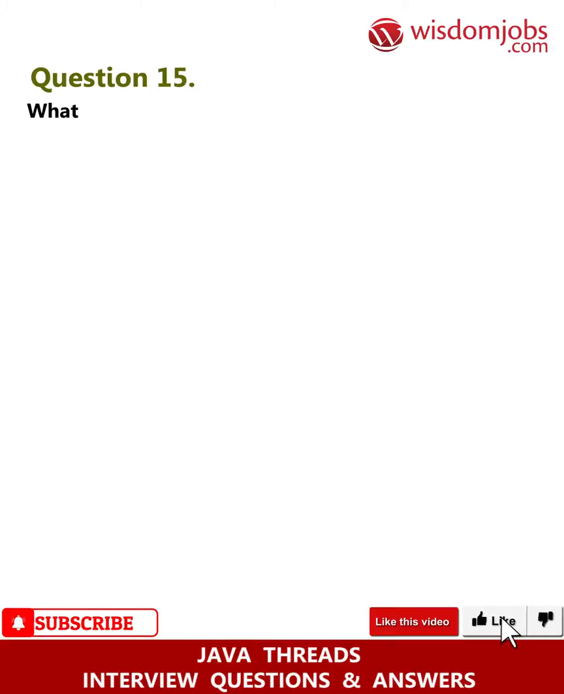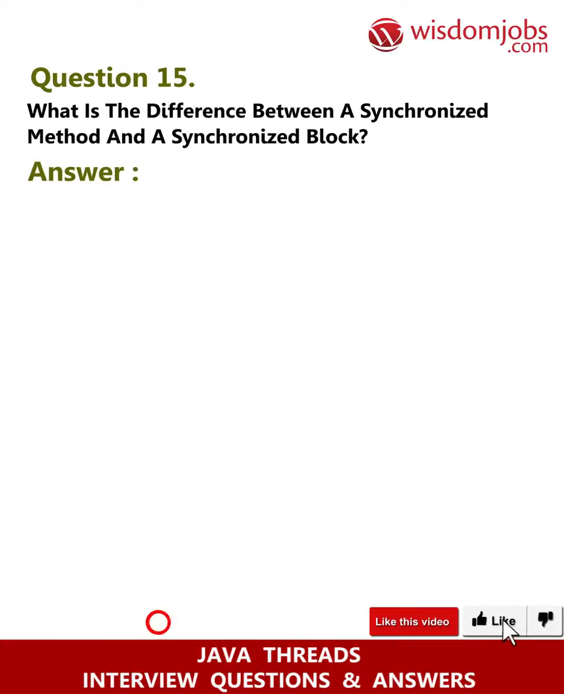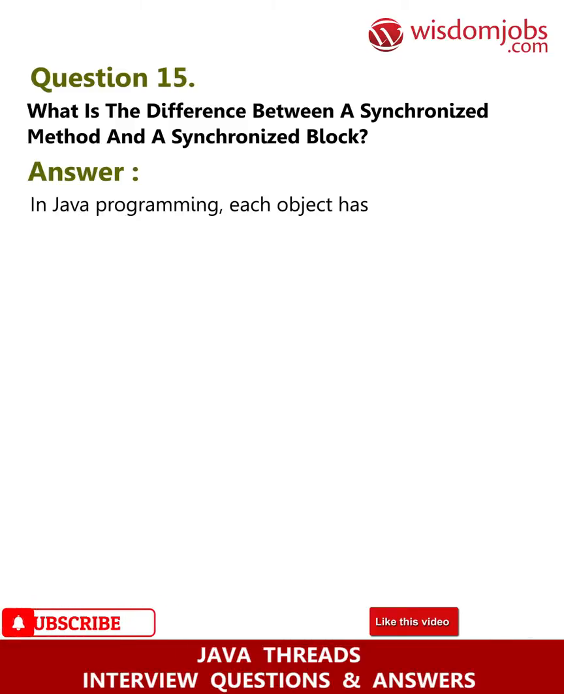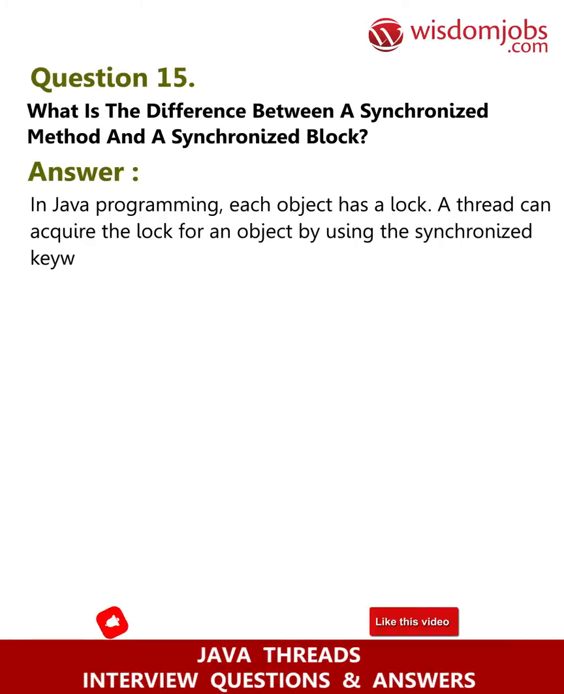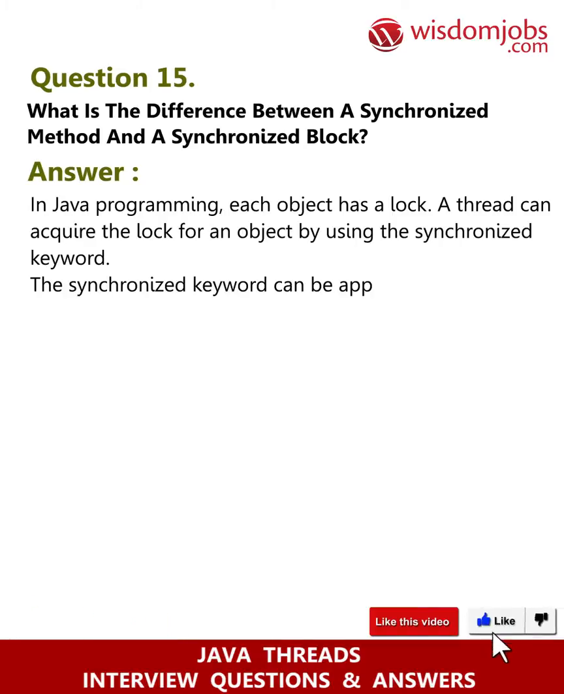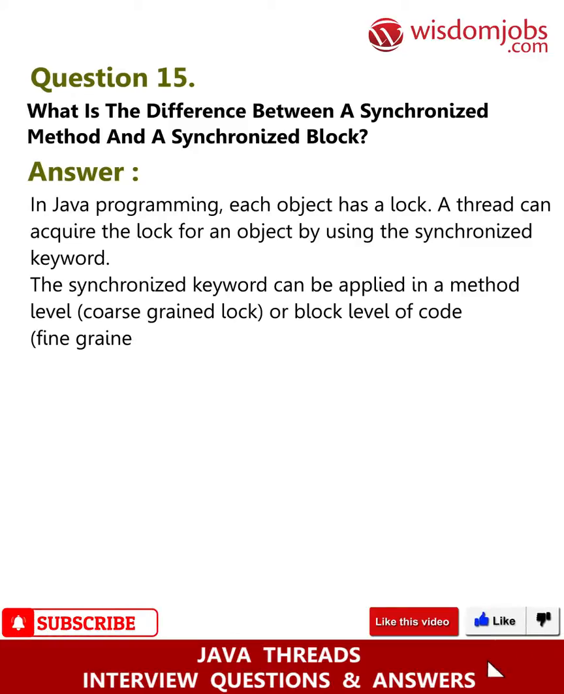Question 15. What is the difference between a synchronized method and a synchronized block? Answer: in Java programming, each object has a lock. A thread can acquire the lock for an object by using the synchronized keyword. The synchronized keyword can be applied at method level, a coarse-grained lock, or block level of code, a fine-grained lock.